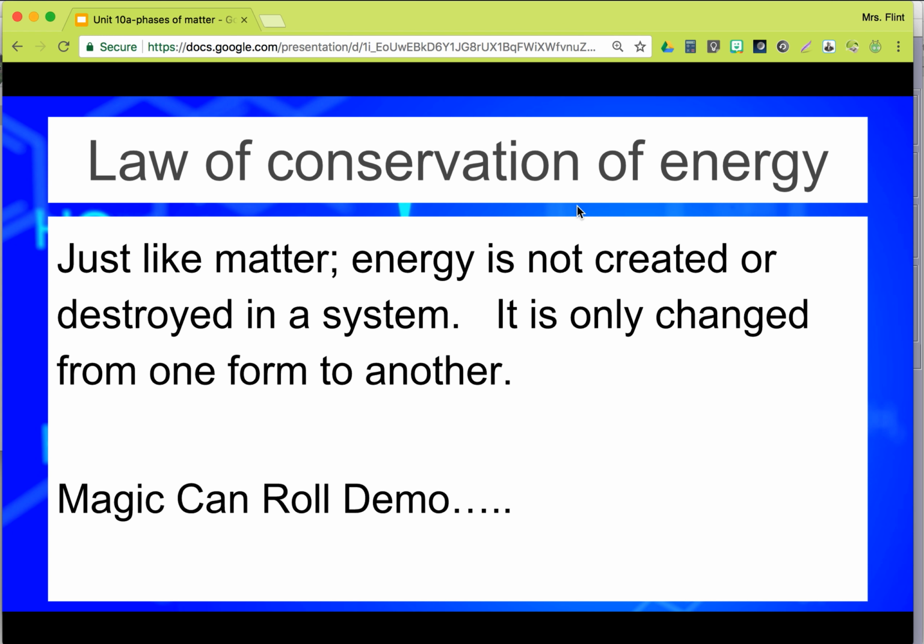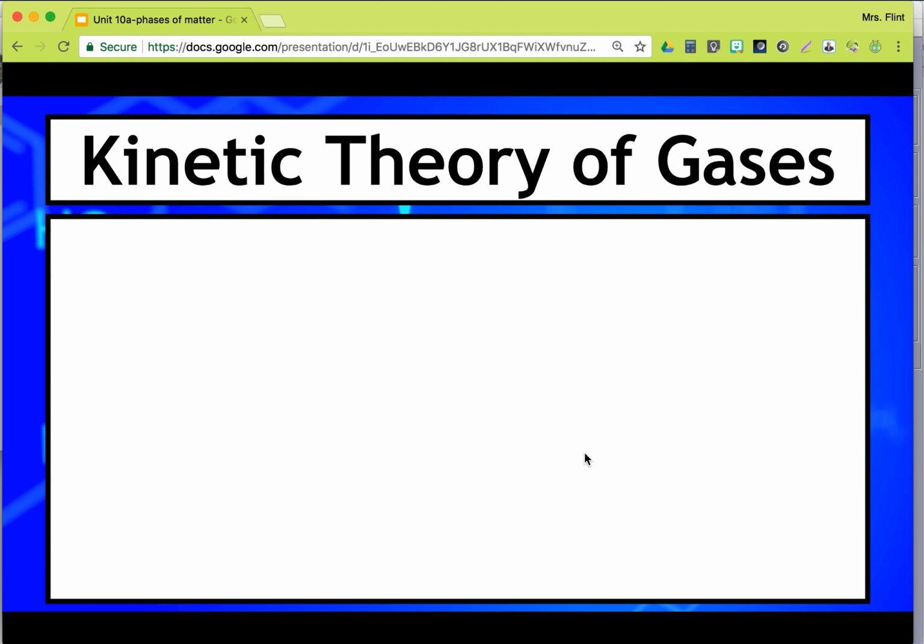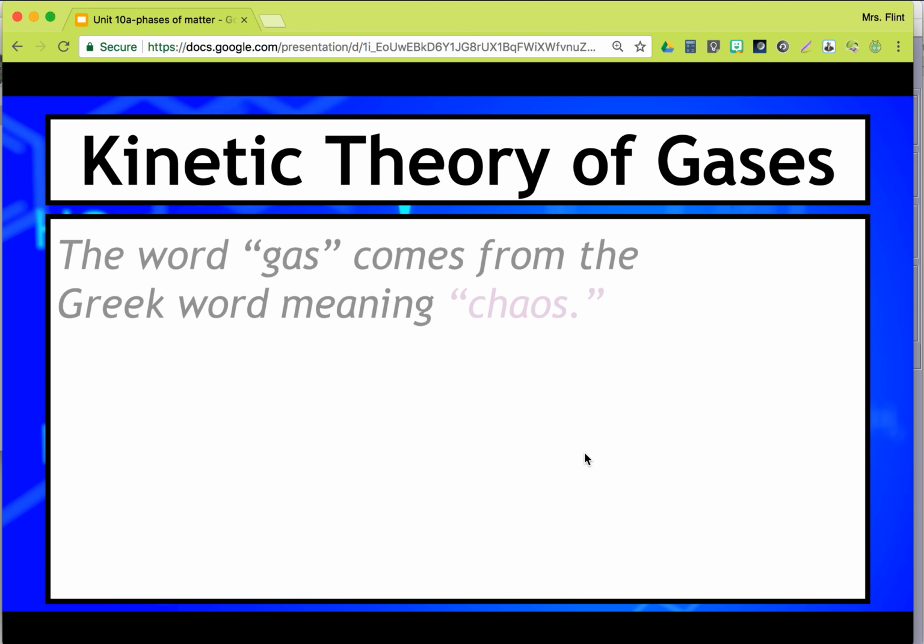The law of conservation of energy states, just like matter, energy is not created or destroyed in a system. It's only changed from one form to another. In class, we're going to do the magic can roll demonstration, which will show the change of potential energy to kinetic energy and back again. We'll also see a YouTube video that describes the movement of gas particles. The kinetic theory of gases.